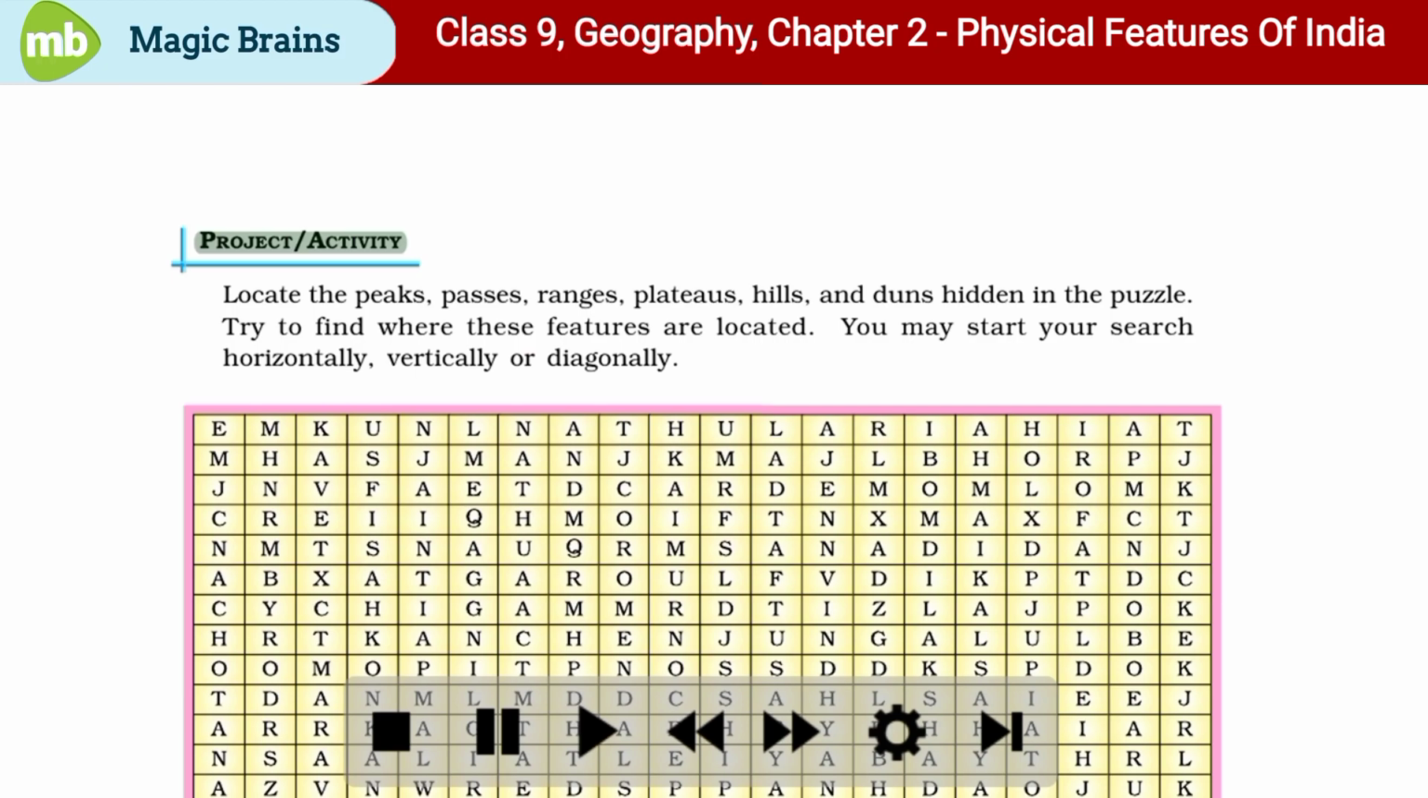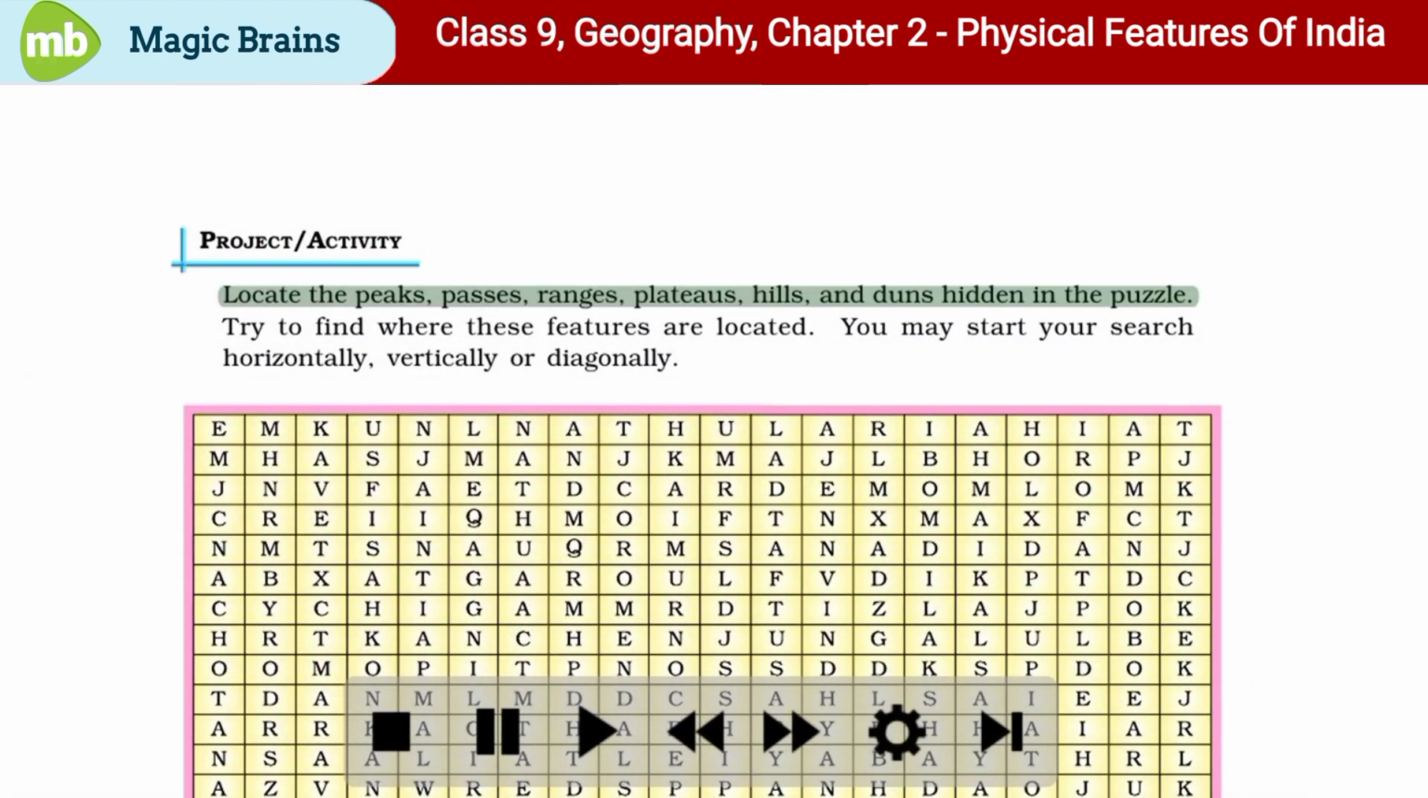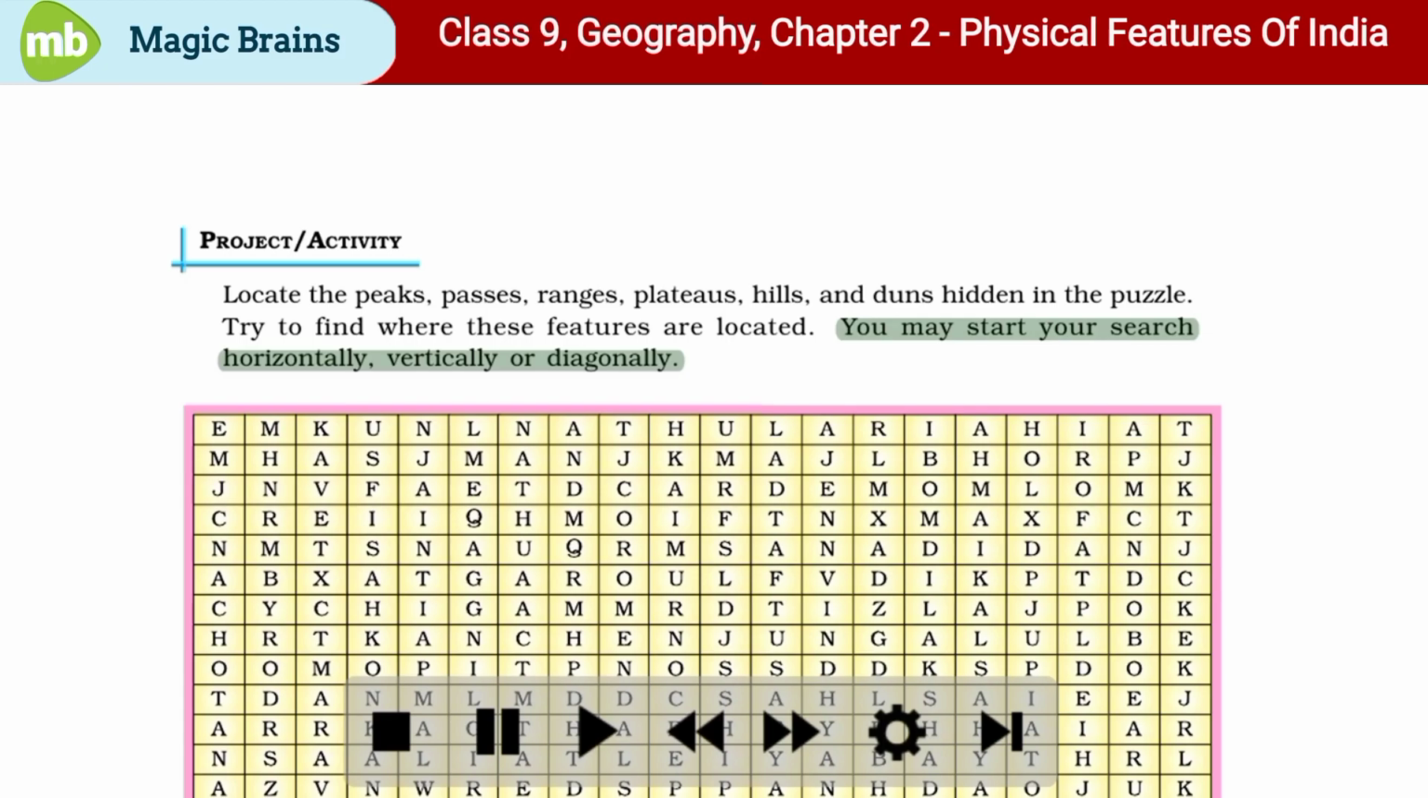Project activity. A puzzle is given here. There are graticules spread over 17 columns and 20 rows, and hidden are the names of peaks, passes, ranges, plateaus, hills and dunes. Try to find where these features are located. You may start your search horizontally, vertically or diagonally.